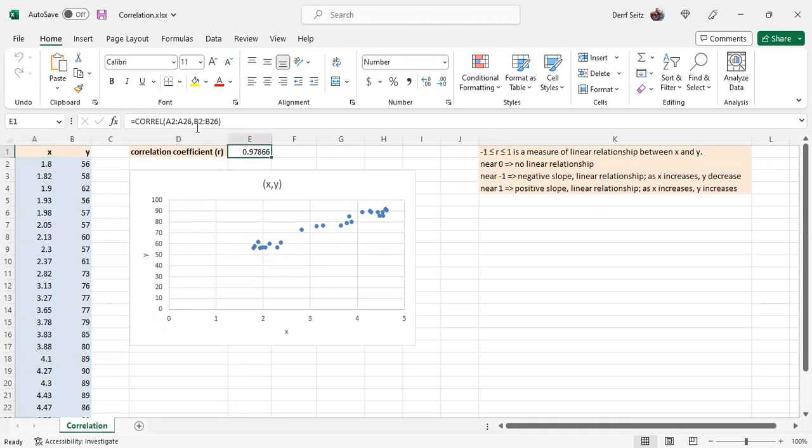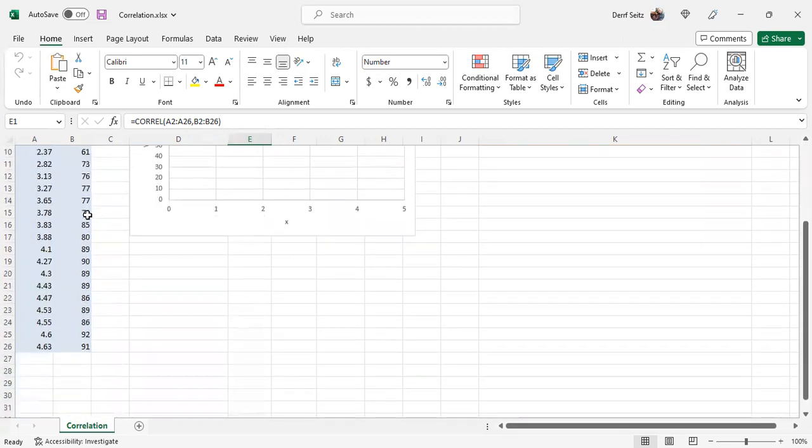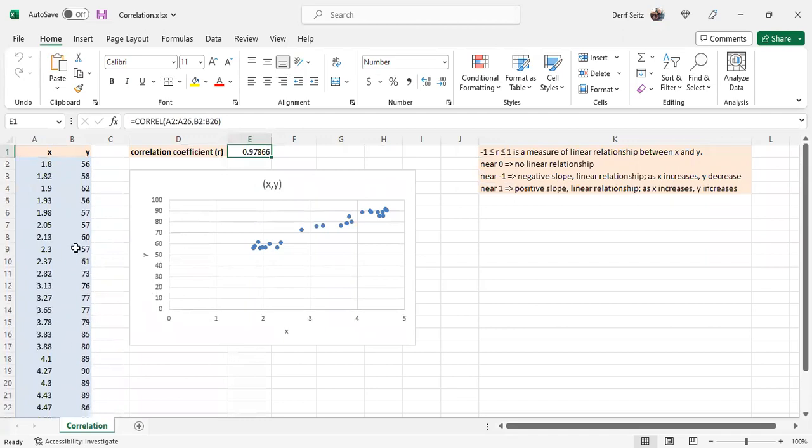You could adjust A26 and B26 to be through A7 and B7. That's perfectly fine, but to save yourself that trouble, you can just delete the other entries, and it works as well.